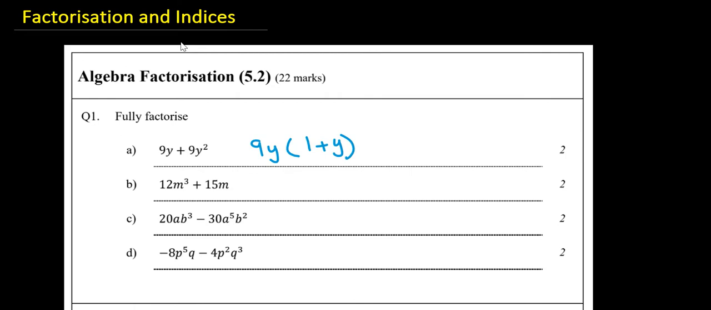So the highest common factor of 12 and 15 is 3, and the highest common factor of m cubed and m is the lowest power, it's always the lowest power, which is m. So we need to decide what we're going to put in our parentheses to get the original term, or another way of thinking is what is the division of each of these terms by 3m. So we get 4m squared plus 5.